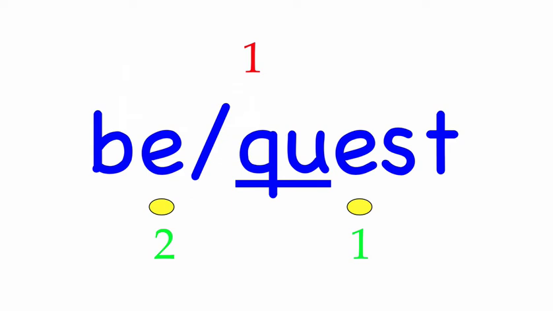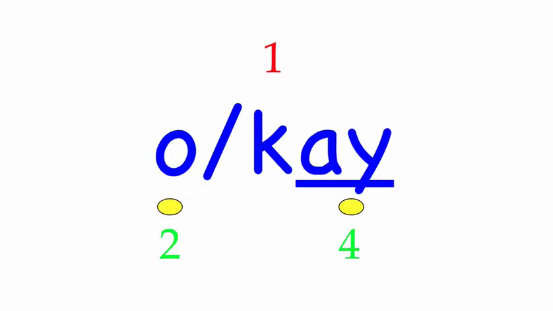Okay. Everyone is okay in here. Okay. First syllable O, one sound. Second syllable K, two sounds. K, A. Okay.